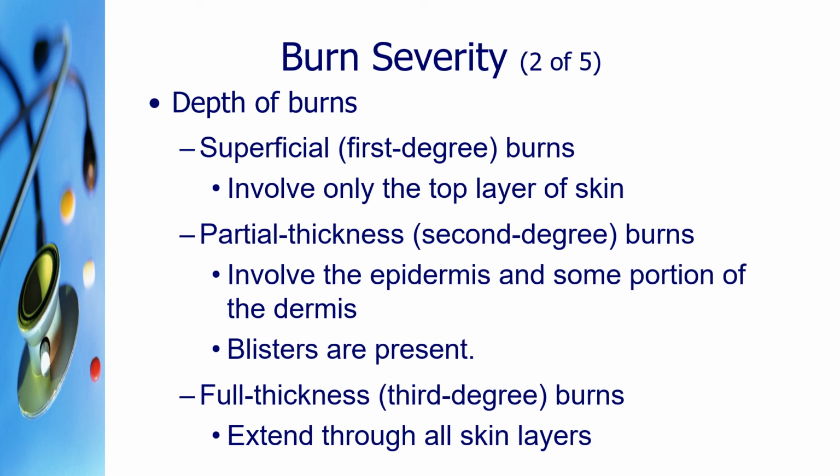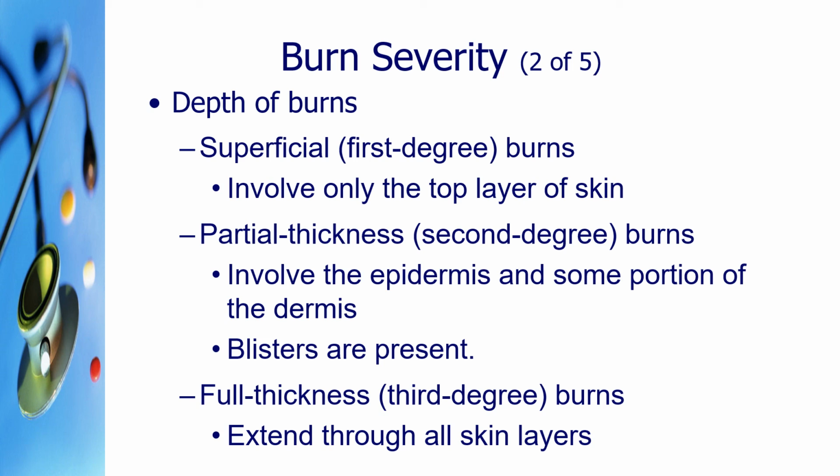Superficial, first degree burns involve only the top layer of the skin. We call them superficial because they're all on top. Then you've got the partial thickness, which is the second degree burn. It does involve the epidermis and some portion of the dermis. That means the top and a little bit on the bottom. Blisters are present. Full thickness, third degree burns, extend through all skin layers.